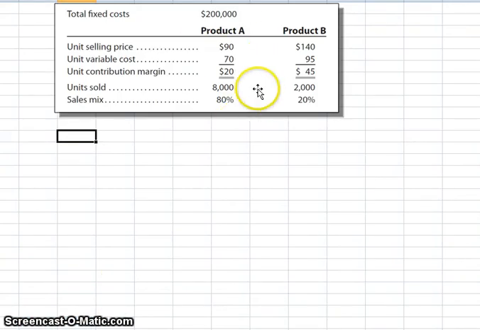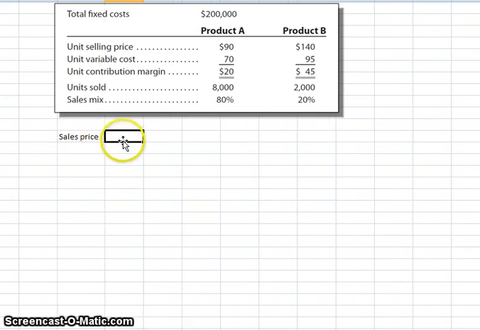Okay, I stole the image from the slide so that I could do this for you on screen. So what we're going to do is combine A and B, really, based on the amount of their sales mix. All right, so our sales price. What we're looking at here is, well, product A is a $90 sales price, and about 80% of our products are product A.